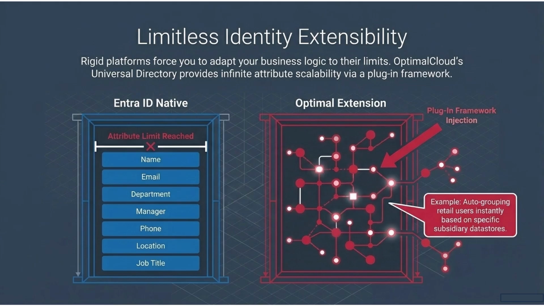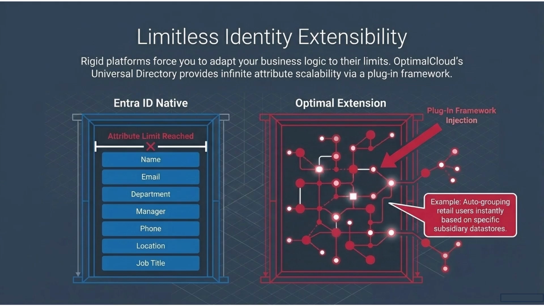It pulls dynamic data from external sources at the moment of authentication, without needing to permanently store every single data point in the core directory. The example they give really clarifies this. They talk about auto-grouping retail users instantly based on specific subsidiary data stores. Right. So instead of just a flat attribute that says a user is in sales, the system can track that they are in sales at a specific subsidiary under a regional promotion code holding 3 specific active certifications. Yes, and it instantly auto-groups them based on all those custom attributes pulling dynamically from different databases.